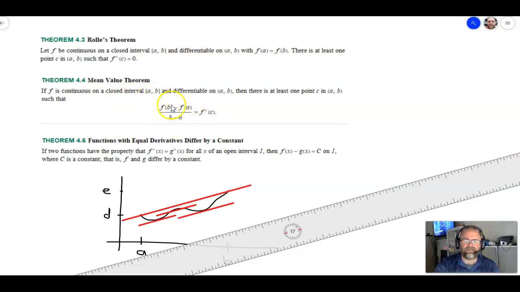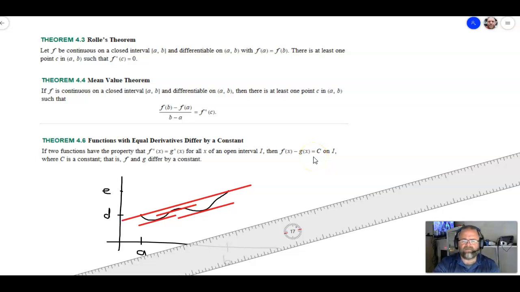Remember, this is finding the slope of the secant line, and this is the derivative evaluated at the x value of c. All right, and then the last one says if two functions have the property that the derivatives are equal for all x on an open interval I, then the difference of those two functions is going to be equal to some constant. It might even be 0.